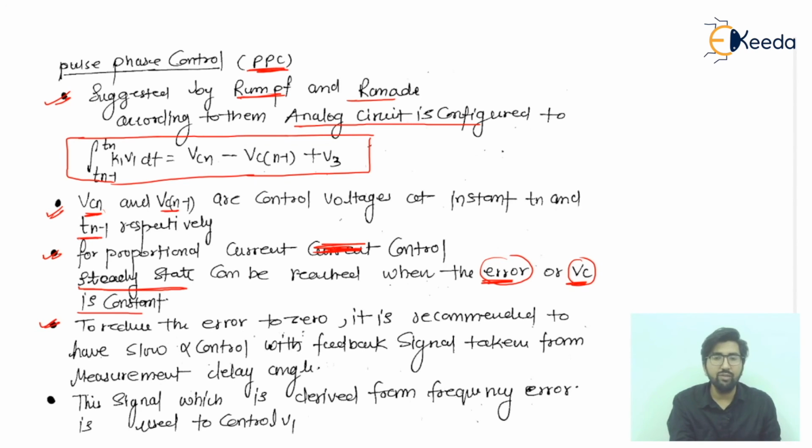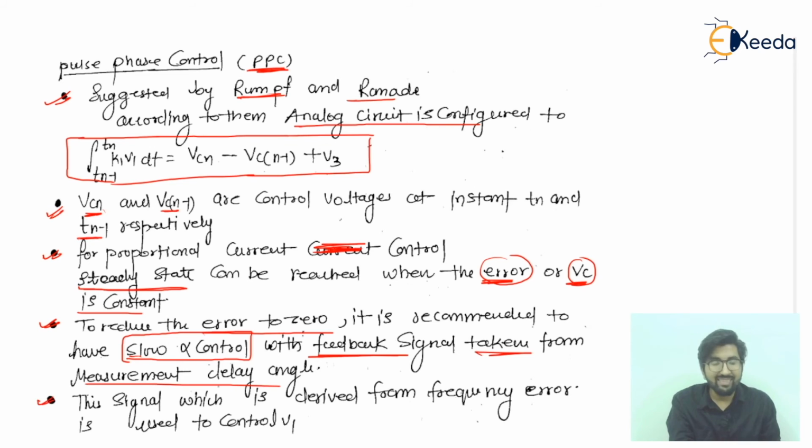Now if we want to reduce the error to 0, then we can provide the pulses from the pulse generator. It is recommended to have the slow alpha control. So for reducing the error to 0, we can control the slow alpha control with a feedback signal taken from the measurement delay angle. So that feedback angle is taken from the measurement delay.